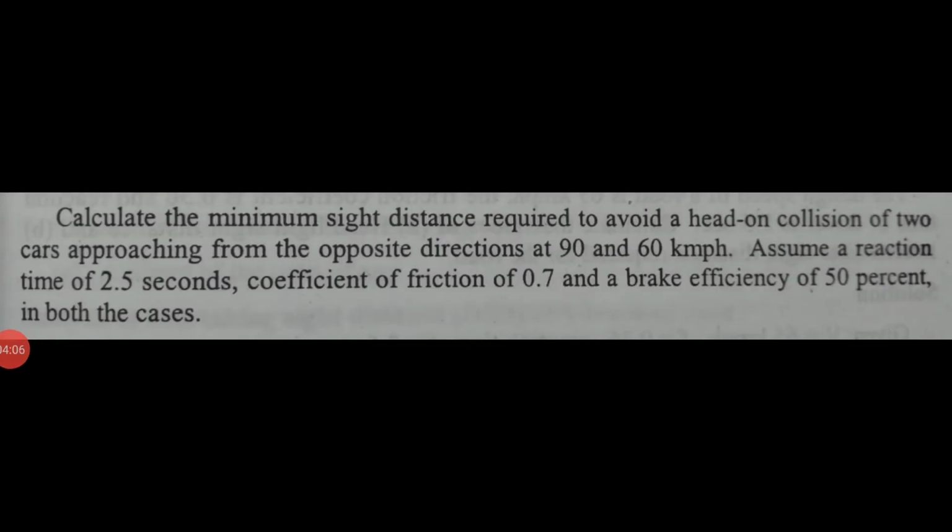Here we'll take one simple example. The problem asks you to calculate the minimum sight distance required to avoid a head-on collision of two cars approaching from opposite directions at 90 kmph and 60 kmph. Assume the reaction time; if it is not mentioned, we should assume 2.5 seconds for SSD. The coefficient of friction is mentioned as 0.7, and the brake efficiency is 50% in both cases.